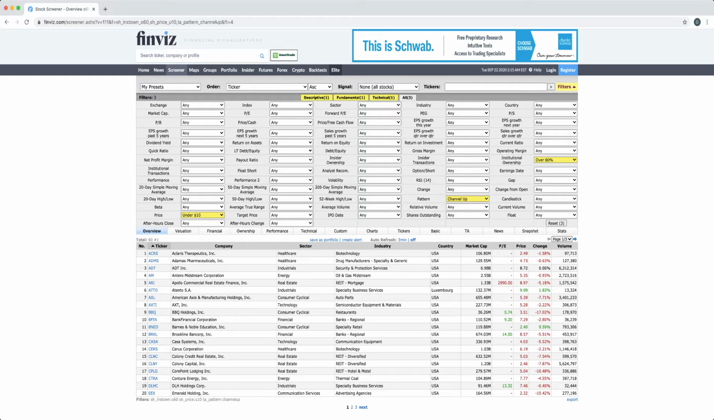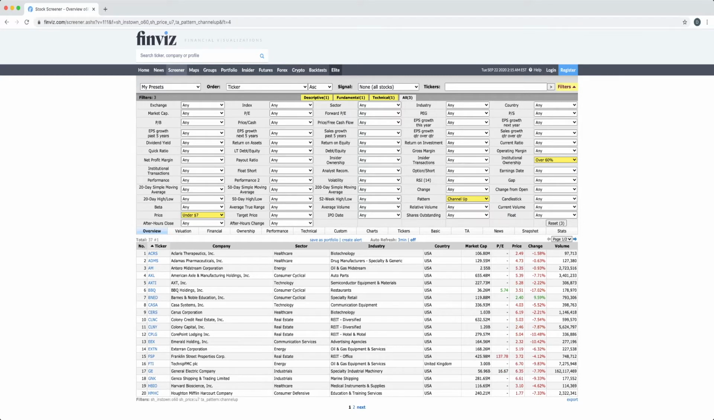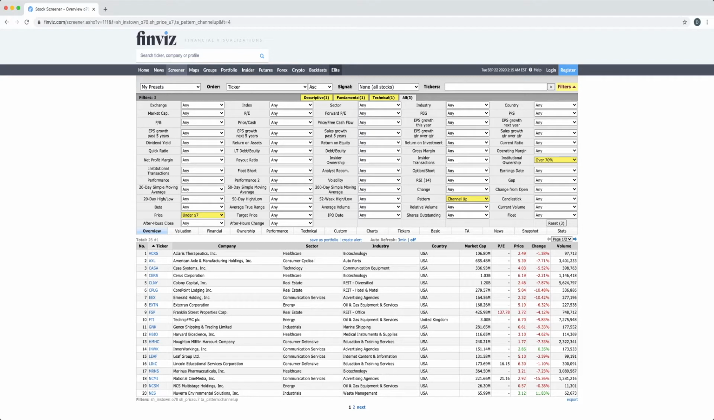But I still want to narrow that down a little bit. So I'm going to choose under $7 now, and now we have 37, and I'm just going to go ahead and bump this up to over 70% institutional ownership. Now we have 26. That's a pretty good start.